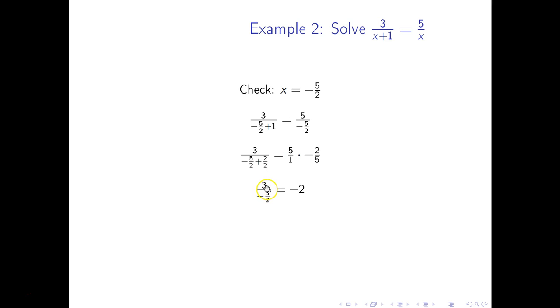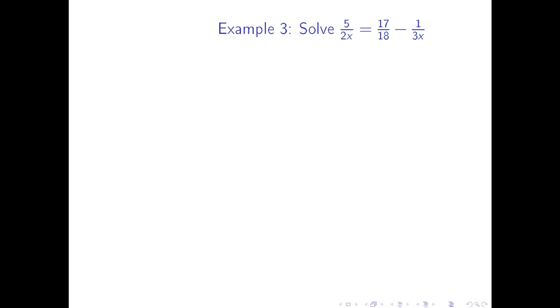But again, notice this idea is the same thing as I had here. I can divide. Division is the same thing as multiplying by the reciprocal. So it's really 3 over 1 times negative 2 over 3, which is, 3's cancel, and I get negative 2 equals negative 2. So it checks out. So always check your answer. Again, let's do another one.